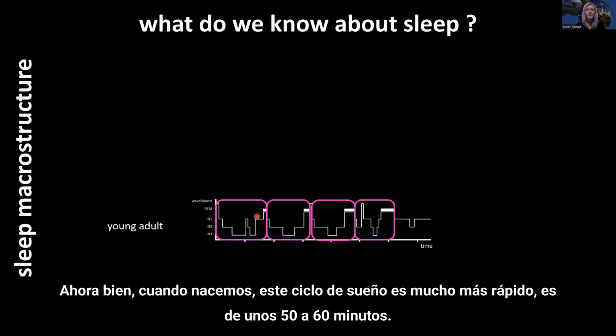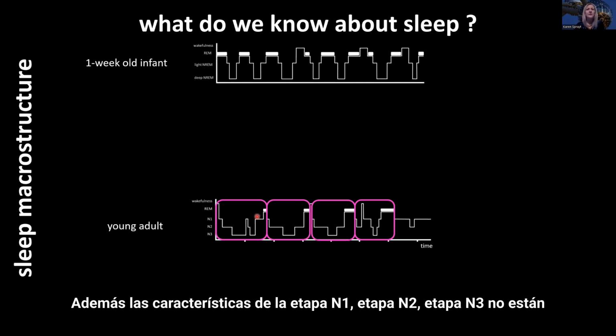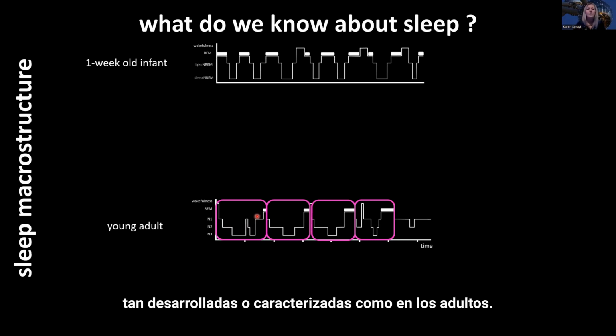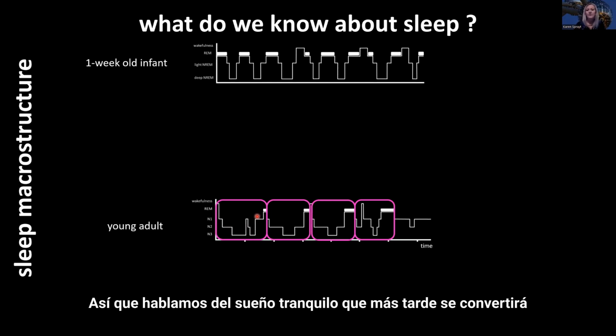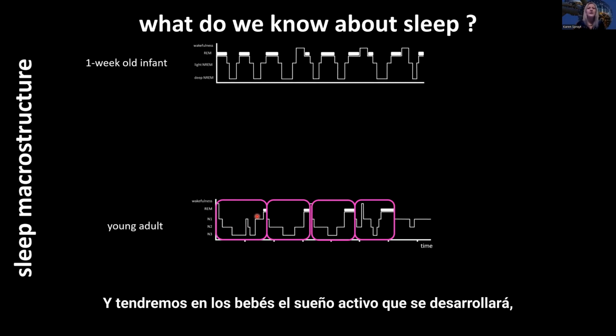Now, when we are born, this sleep cycling is much faster. It's around 50 to 60 minutes. And also the characteristics of stage N1, 2, and 3 are not as developed or as characterized as we would see in adults. So we talk about quiet sleep, which will later on become the non-REM sleep and will show these characteristics of stage N1, 2, and 3.